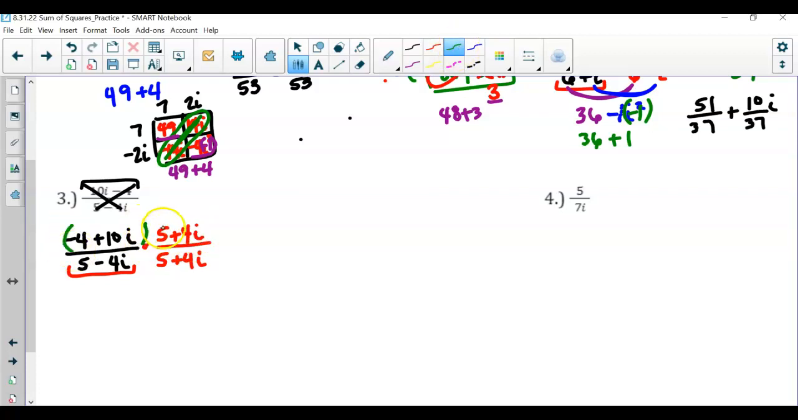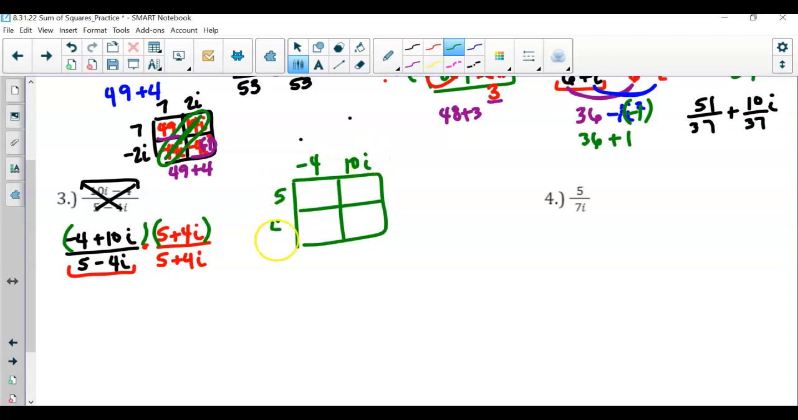Now we can multiply our two binomials, so we do need to set up our box method or area model. Of course, if some of y'all are doing FOIL, front, outer, inner, last, you can continue using that strategy as well. So here, 5 times negative 4 is negative 20. Here you've got 50i, negative 16i, and then here you have plus 40, but i squared. And again, i squared is negative 1, so plus 40 times negative 1 is negative 40. So really, we now have negative 40.